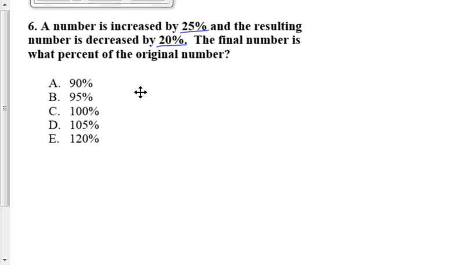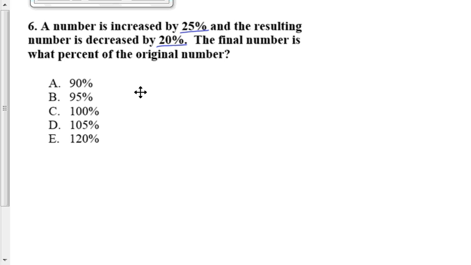In number 6, a number is increased by 25% and the resulting number is decreased by 20%. The final number is what percent of the original number? All right, so in this case, I just want to go over the percents.